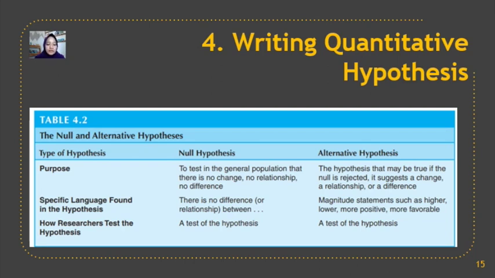And the second one is the non-directional alternative. The researcher doesn't indicate a prediction between negative or positive about the variables. For example, there is a difference between X and Y. There is a difference between students who have joined an English course and those who have not joined an English course.